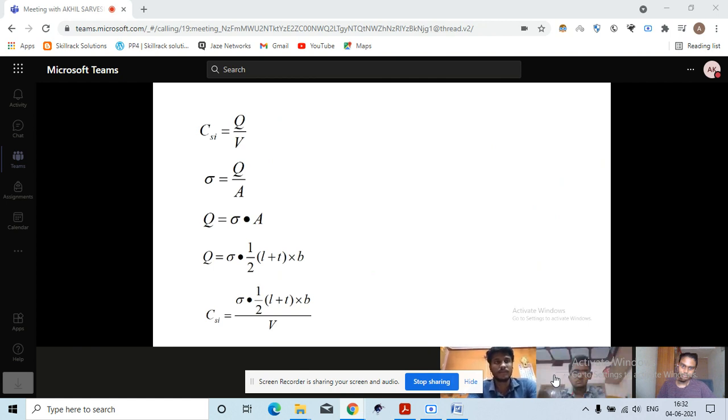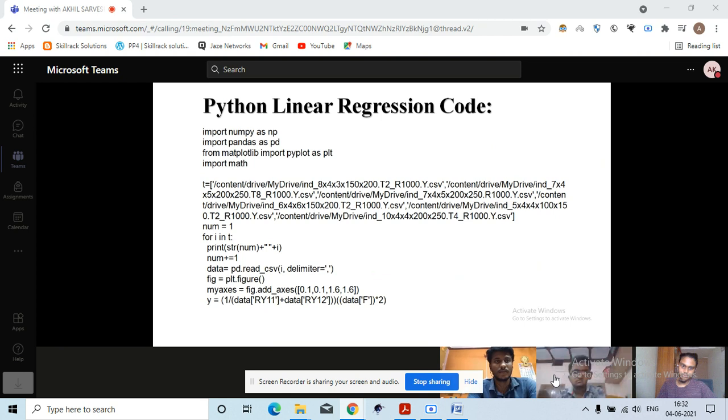Next page. Now my friend Dinesh will continue.